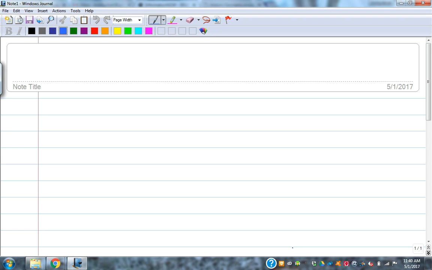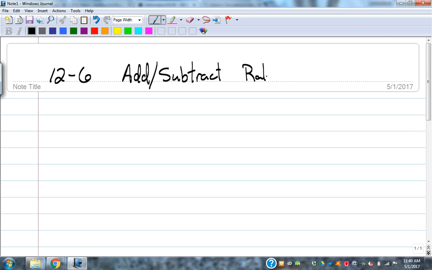All right, so section 12.6 is where we left off, which we simplified, multiplied, and divided. Today we're going to add and subtract rational expressions. Adding and subtracting rational expressions. Okay, so adding and subtracting fractions.